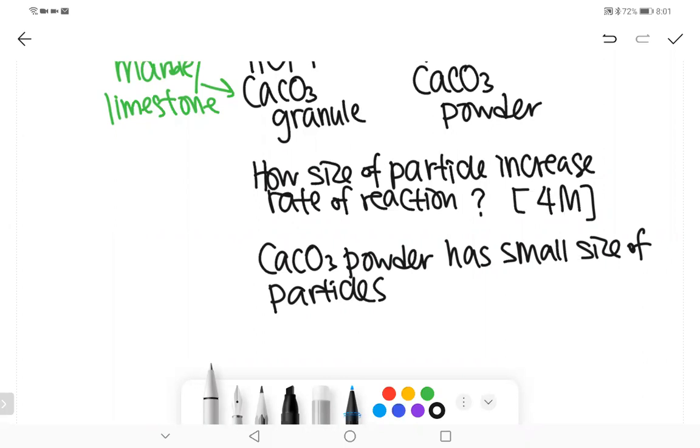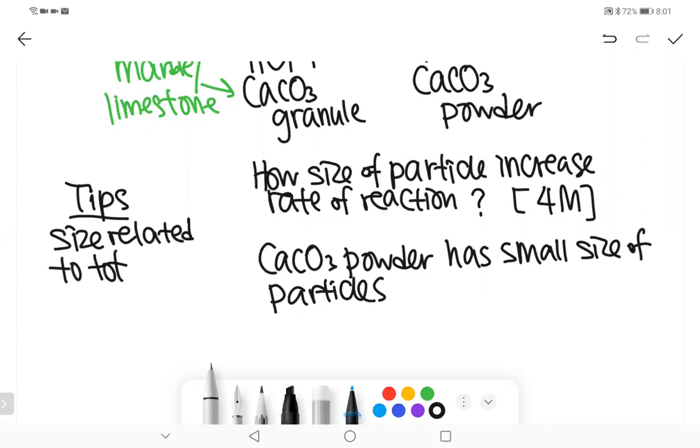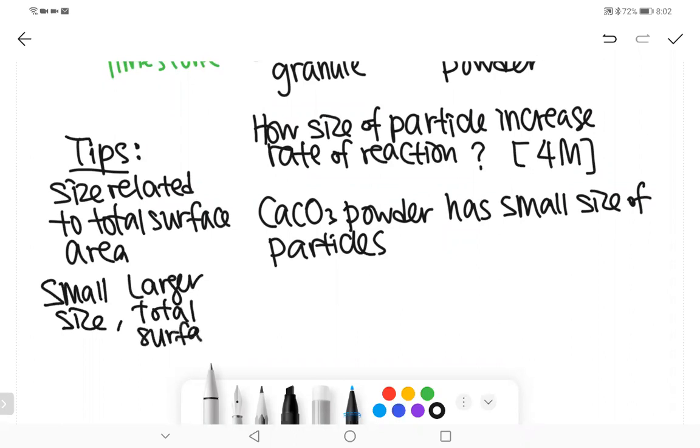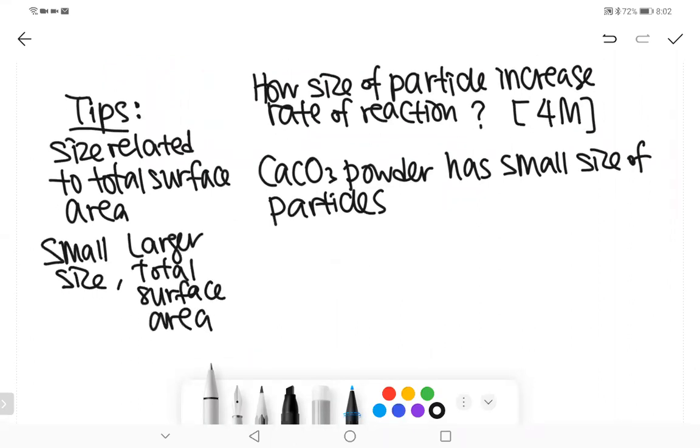Then since it's smaller, so what? Size is always related to this. This is another tip. Talking about size, size always relates to a very important concept called total surface area. So the idea is that the smaller the size, the larger the total surface area.